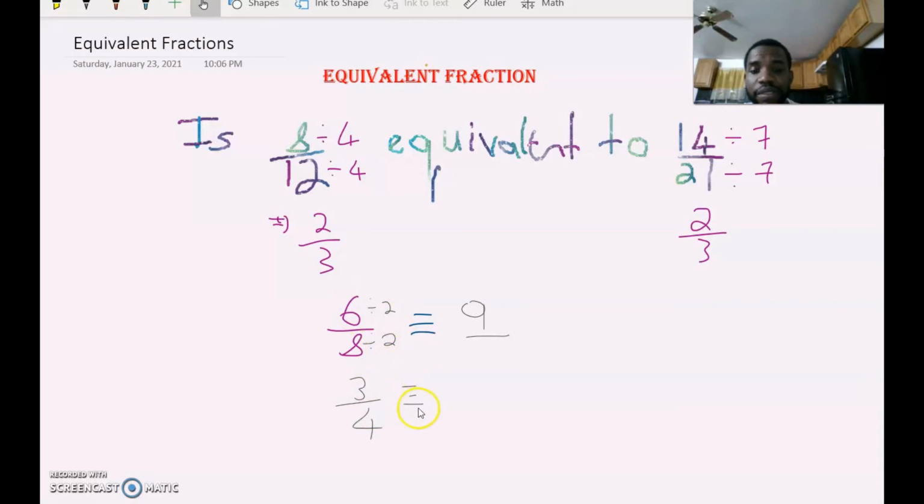Now let's see what happens. All I now have to do is to find out what I multiplied 3 by to get 9. 3 times 3 is 9, which means that whatever I multiplied 3 by to get 9, I'm going to have to multiply 4 by to get the corresponding denominator. So I'm going to have to say 4 times 3, which would give me 12. So we can therefore say that 6 over 8 is equivalent, and these symbols mean equivalent, to 9 over 12. And I'm finished. That's it.